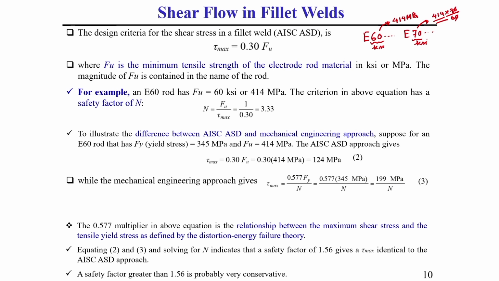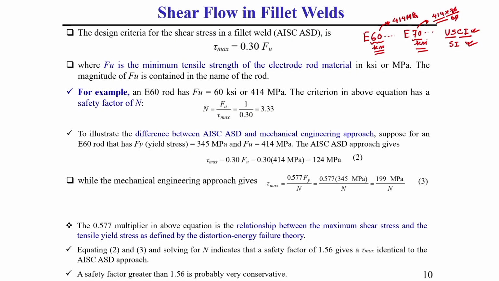Now, KSI is generally used in what I have already told you, the United States Customary Unit, USCS unit, and this MPa unit is generally used in the International System of Units or SI unit. This USCS unit also I will show, and this SI unit also I will discuss in this topic.